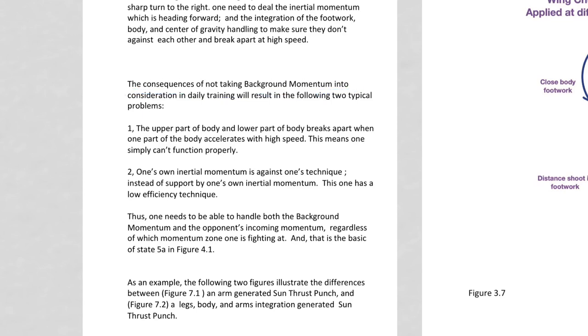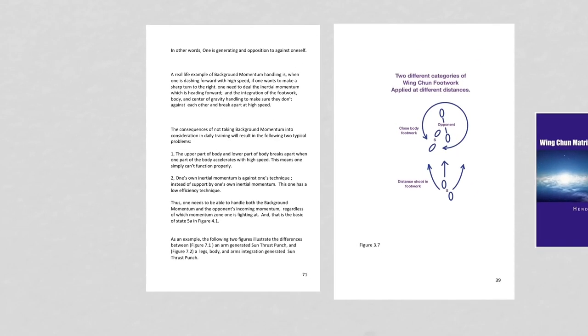So over here, the consequence of not taking background momentum into consideration in daily training will result in two typical problems. The upper part of the body and the lower part of the body break apart when one part of the body accelerates at high speed. This means one simply cannot function properly. Another is that one's own inertial momentum is against one's techniques. Instead of being supported by one's own inertial momentum, one has low-efficiency techniques. Okay, so that's about background momentum.